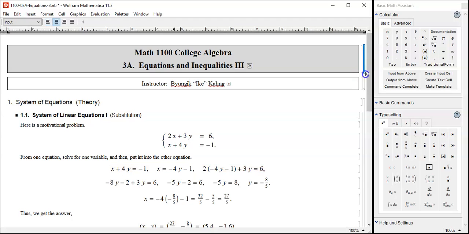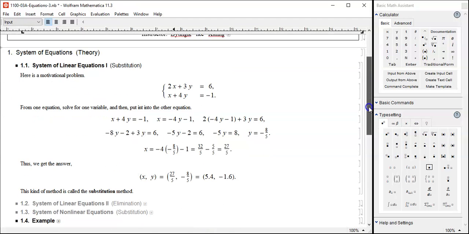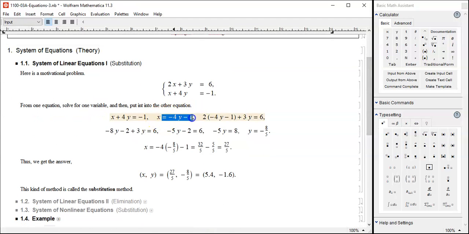Excuse me. I needed some initialization, excuse me. Okay. Oh, come on. Okay.